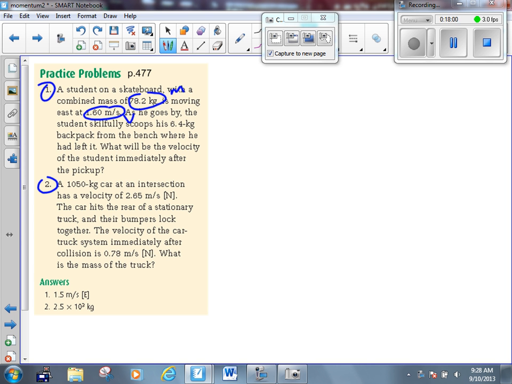How many objects did we have before the event takes place? Before he picks up the backpack, how many objects do we have? There's actually 2, isn't there? There's the backpack, and there's the skateboarder and the skateboard himself. That's M1, V1i. This is going to be M1, this is going to be V1i, plus the mass of the backpack, M2, times V2i. What's the value of V2i? 0, right? Because the backpack is sitting at rest on the bench.